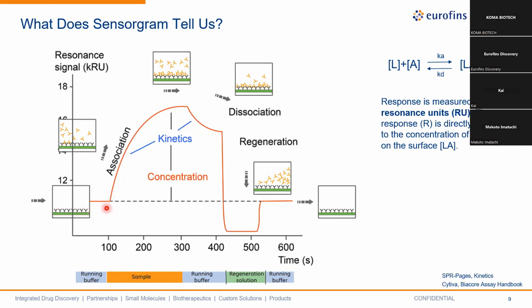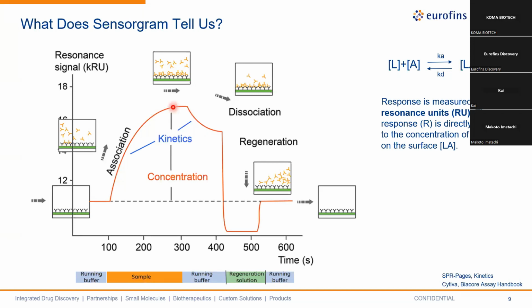When the baseline is very stable, we switch the flow to sample, not the running buffer only, but the running buffer plus sample, right? So if the sample flows through, the analyte will gradually bind to the ligand on the surface if they have binding. So it will stay on the surface. Then the surface mass increases, and you will see the increase of the SPR signal. Okay? So the more ligand binds, the more signal you have. Then eventually you will go into the steady state and saturate.